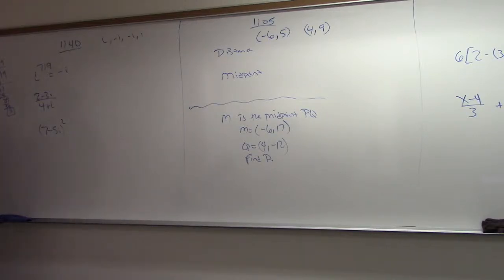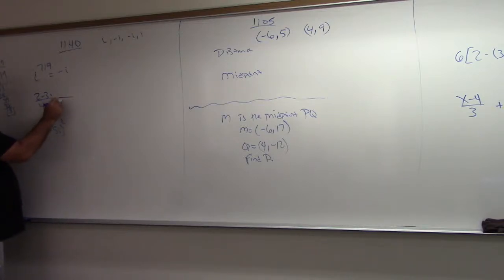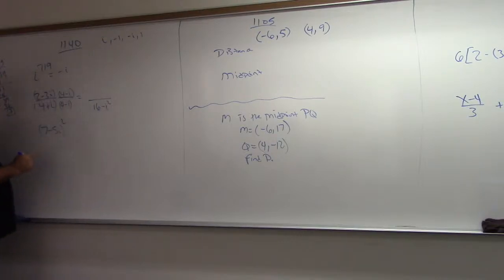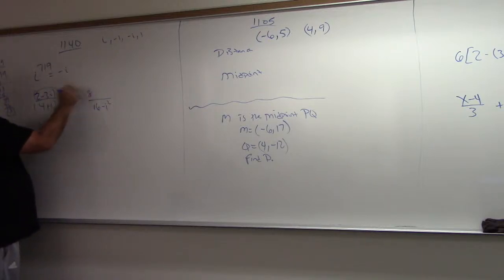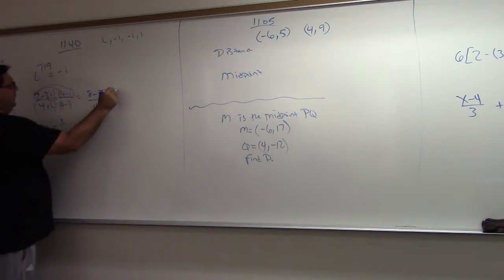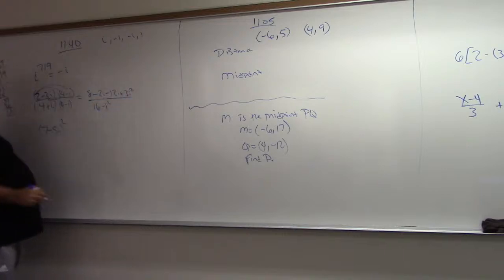Alright. Now, with this one, are we good? With this one, we're going to go 4 minus i here, so 16 minus i squared on the bottom. Right? Yes. Now on the top, we're going to have to FOIL, so be careful here. 8 minus 2i minus 12i plus 3i squared, yes? Yeah.